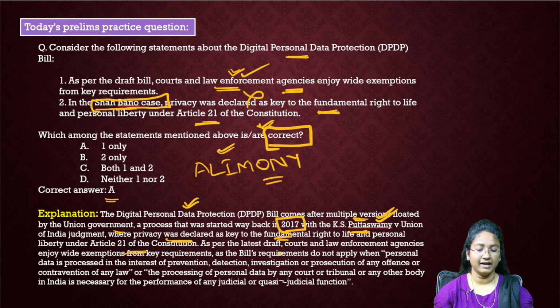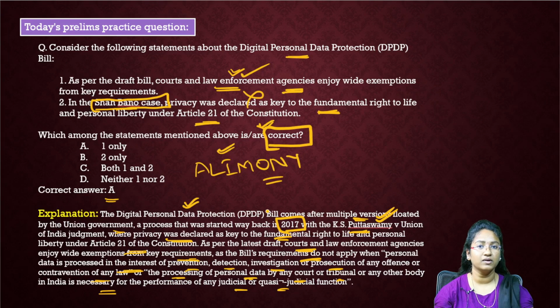As per the latest draft, courts and law enforcement agencies enjoy wide exemptions from the key requirements. So whatever the requirements provided in the bill, the courts and other law enforcement agencies were given some exemptions. Let's look at why. These requirements do not apply when personal data is processed in the interest of prevention, detection, investigation or prosecution of any offence or contravention of any law, or the processing of personal data by any court or tribunal or any other body in India, which is necessary for the performance of any judicial or quasi-judicial function.